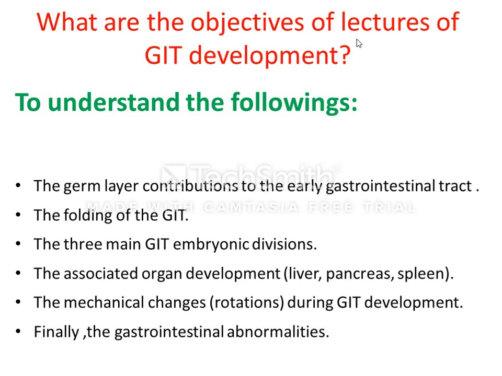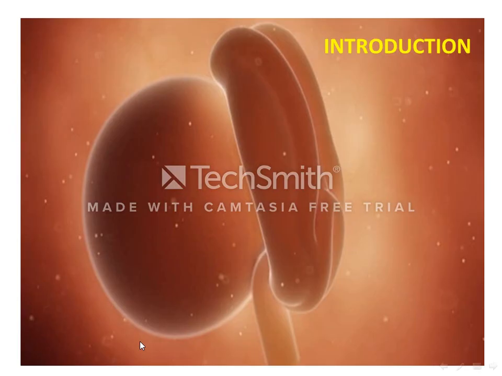What are the objectives of the lecture on GIT development? To understand the following: the germ cell layer contribution to the early gastrointestinal tract, the folding of the gastrointestinal tract, the three main embryonic divisions of the GIT, the associated organs development, which are liver, pancreas, and spleen, the mechanical changes or rotations during the GIT development, and finally the gastrointestinal abnormalities.